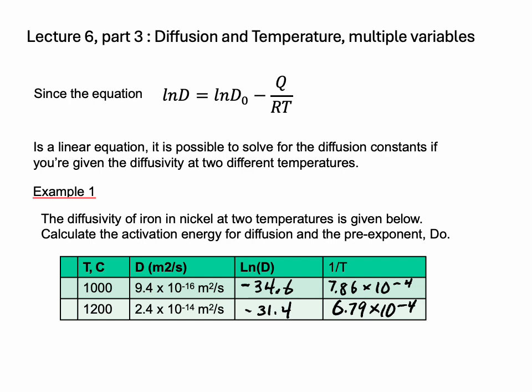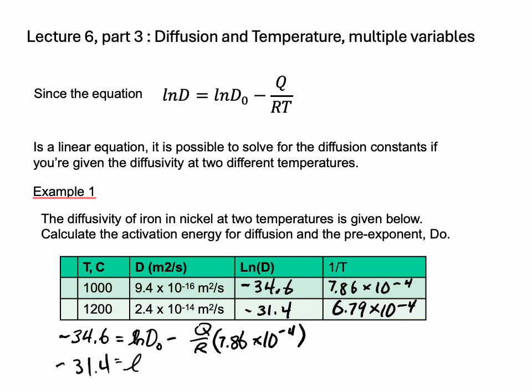So I could write this equation. I could say the natural log of D, negative 34.6, is equal to the natural log of D0 minus Q over R times inverse temperature, 7.86 times 10 to the negative 4. And negative 31.4 is natural log of D0 minus Q over R times 6.79.